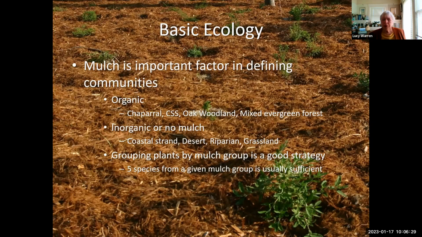Many people don't know, but mulch is a very important factor in defining our plant communities. There's organic mulch and inorganic mulch. So organic mulch, as an example here, is bark, shredded redwood bark, dead tree leaves, anything that has been growing and expired is an organic mulch. These are examples of some of the plant communities that require organic mulch.